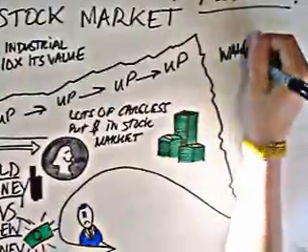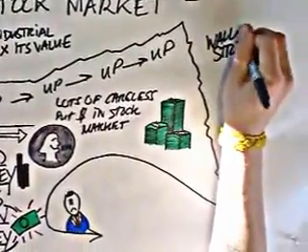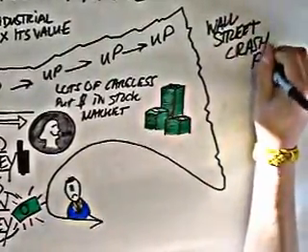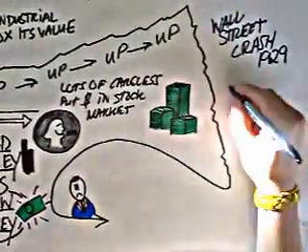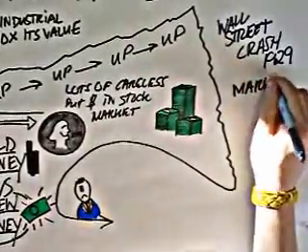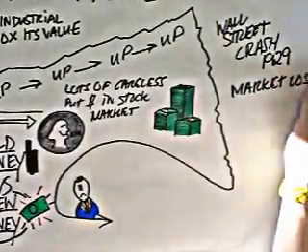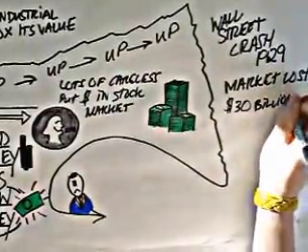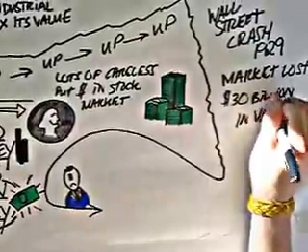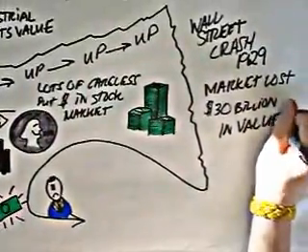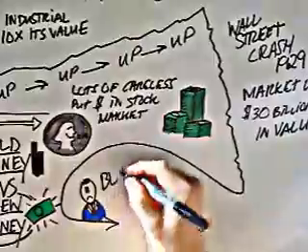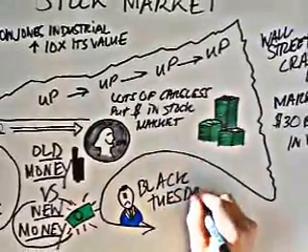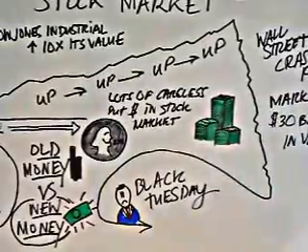Of course, everything that goes up must come down. And Wall Street, as it always seems to do, crashed in 1929 at the very end of the decade, and the market lost $30 billion in value in the span of 3 days. This is known as Black Tuesday in history. That was the day when the market lost most of its value and most people took most of their money out of the market.